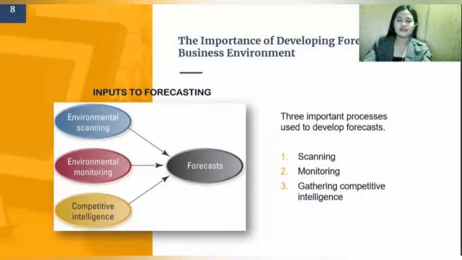So why do we develop business forecasts? The reason is that forecasting is valuable to businesses so that they can make informed business decisions. This is a vital step for a company's success or failure. We can see here the three important processes used to develop forecasts, which are environmental scanning, environmental monitoring, and competitive intelligence.